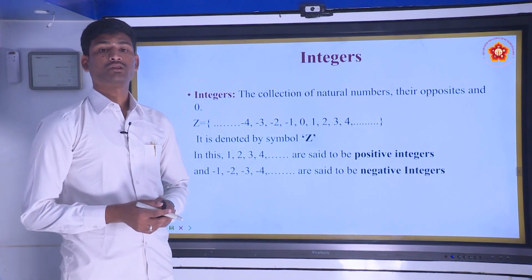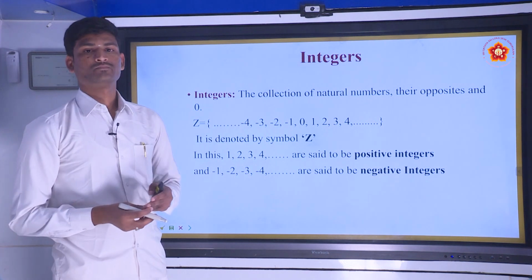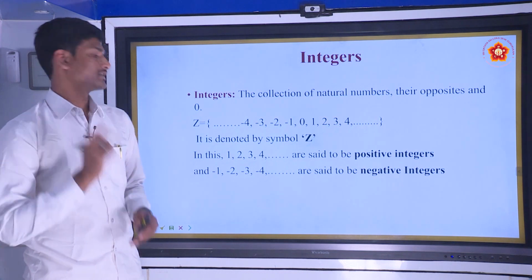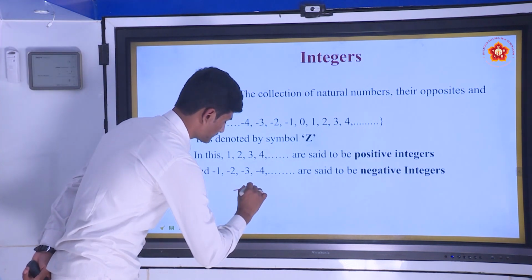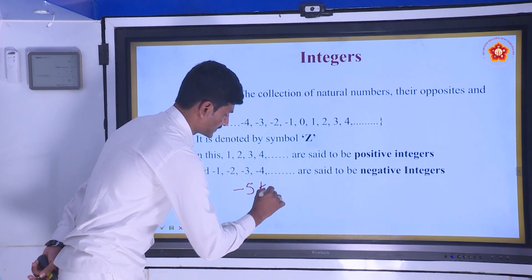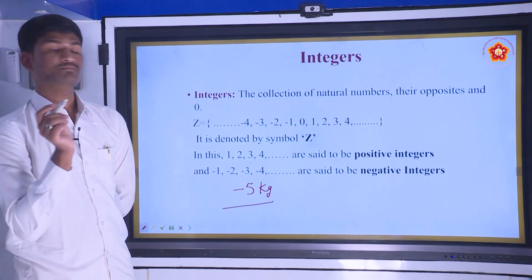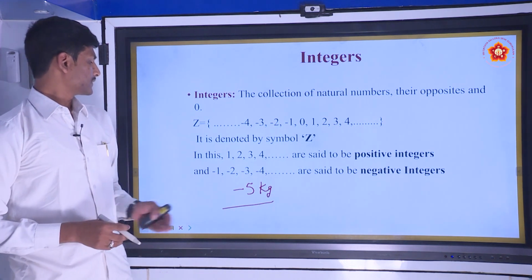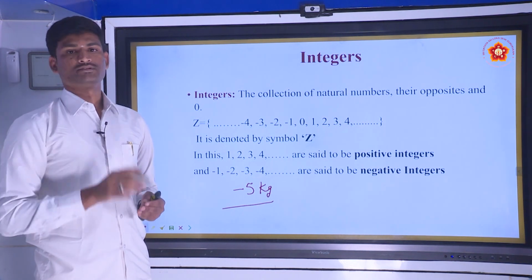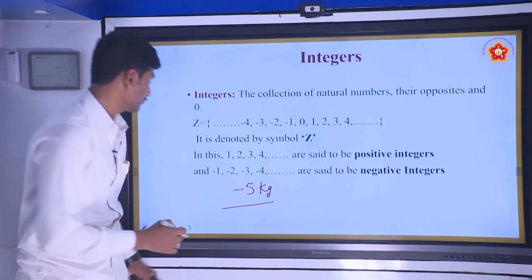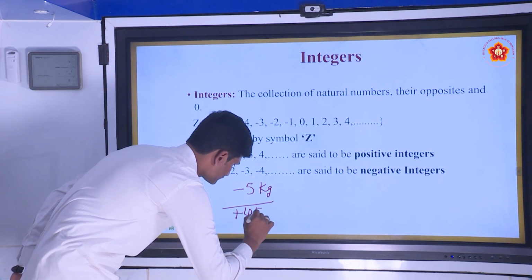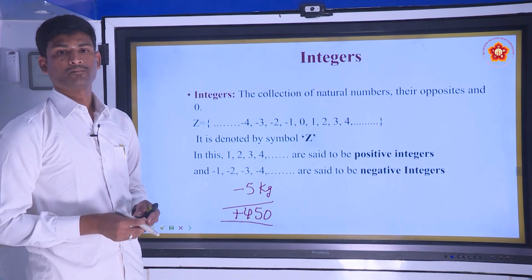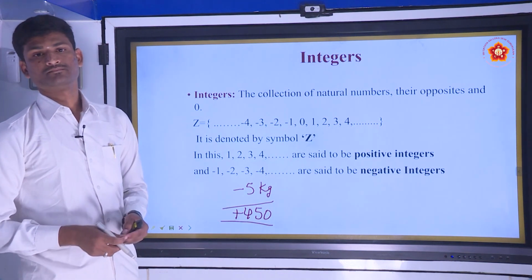In our daily life, where do you use the integers? For example, the weight loss of 5 kg, that is minus 5 kg. Loss means negative. And the 450 rupees deposit into account means positive. Deposit is a positive integer, right?